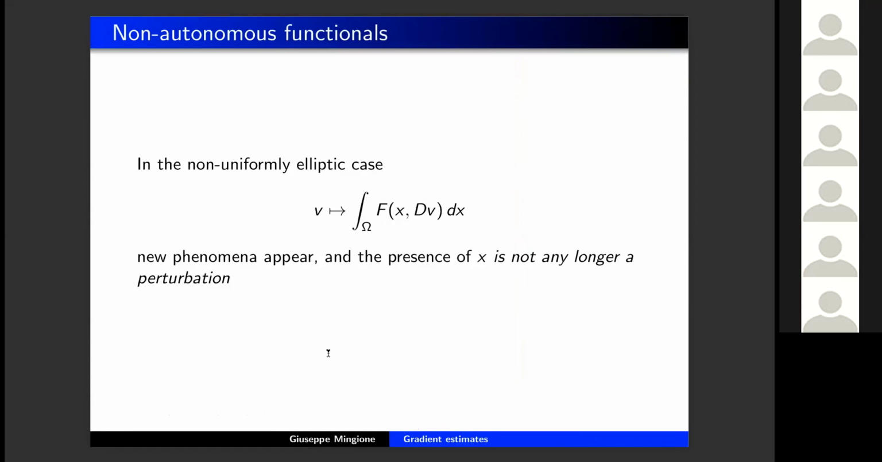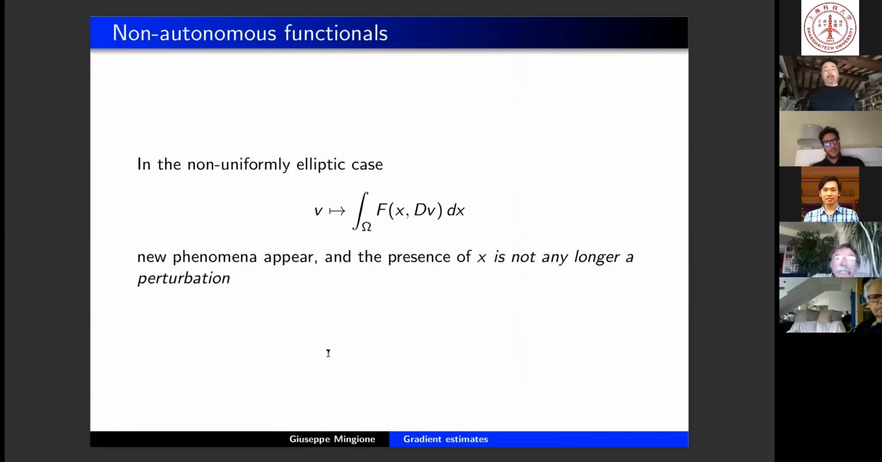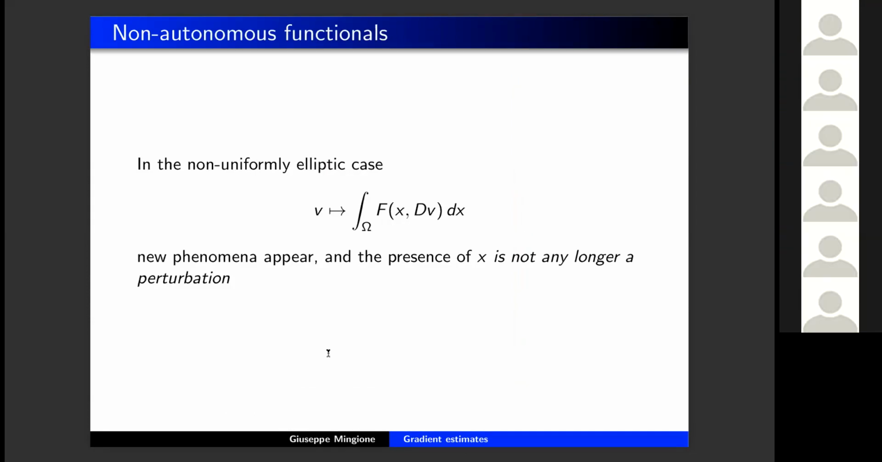Okay, what I would like to tell is that in the non-autonomous case, this game of making perturbation, let's say using Korn's trick, using Schauder perturbation or whatever, doesn't work anymore. And this makes the whole theory more interesting, but also more difficult.